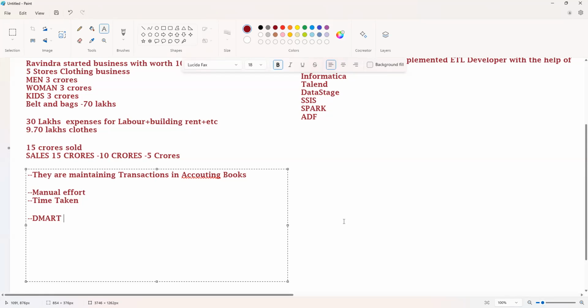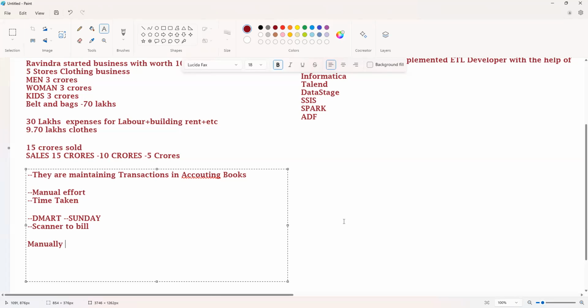You went to DMart on Sunday. Now, instead of a scanner to bill the items, they are doing it manually.